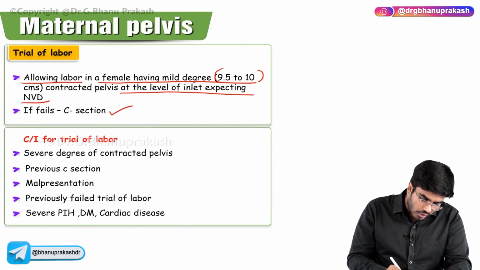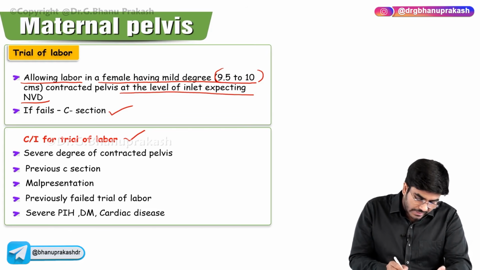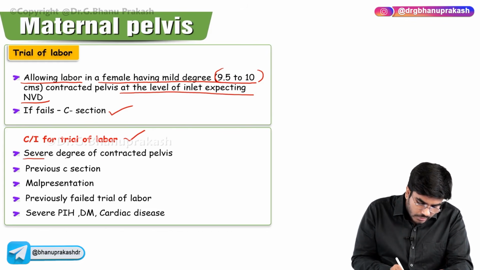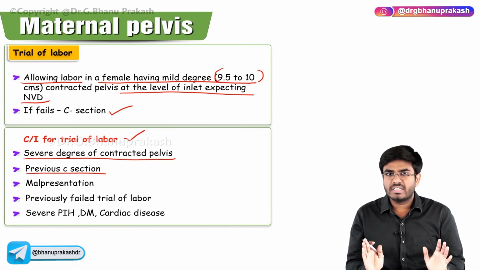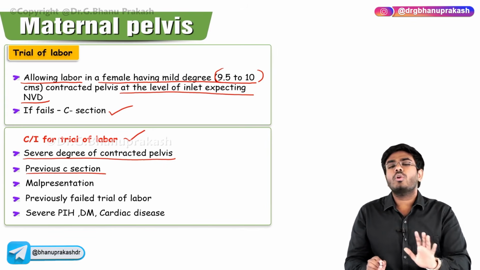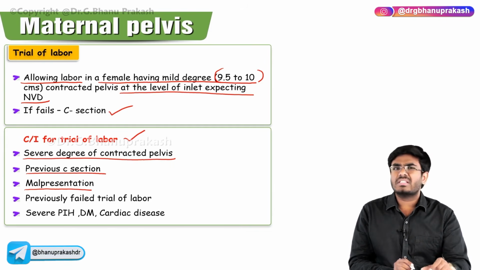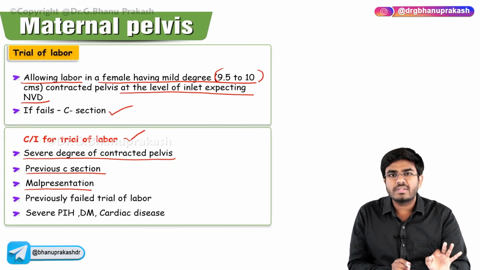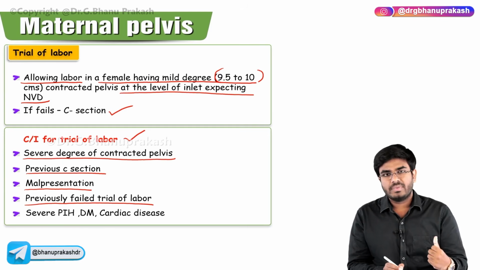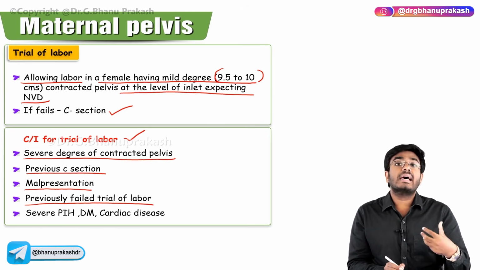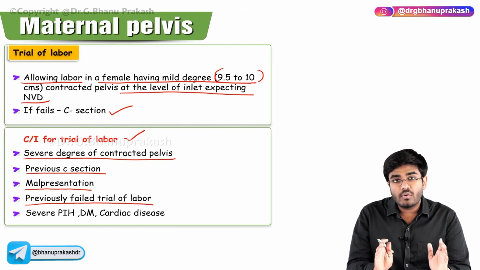But please concentrate, what are the contraindications for the trial of labor? You should never do trial of labor if there is moderate or severe degree contracted pelvis, or if she had any previous C-section. Definitely you are not going to do the normal vaginal delivery this time, right? So, previous C-section, no normal vaginal delivery. And if there is a malpresentation, whether milder or severe degree contracted pelvis, doesn't matter. If there is malpresentation, you should never do trial of labor. And if in a previous delivery you tried a trial of labor but it was unsuccessful, even if she is having contracted pelvis this time, don't try trial of labor.